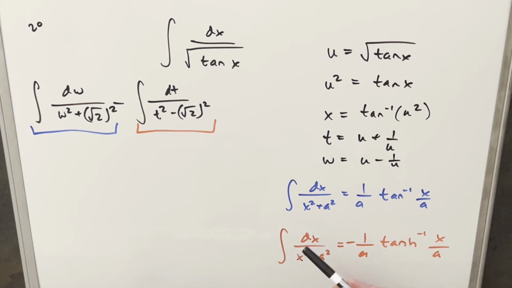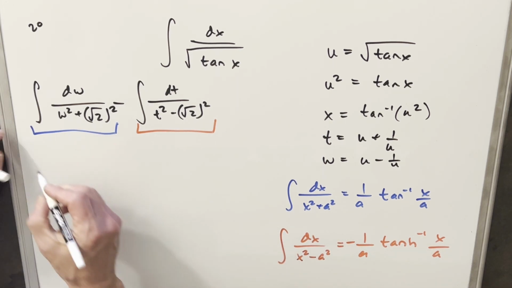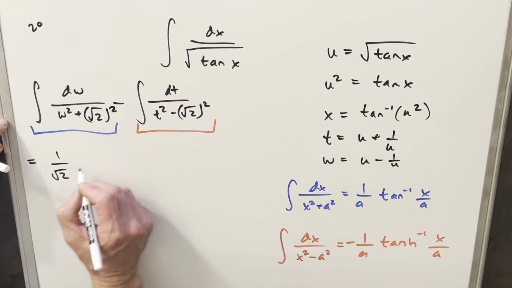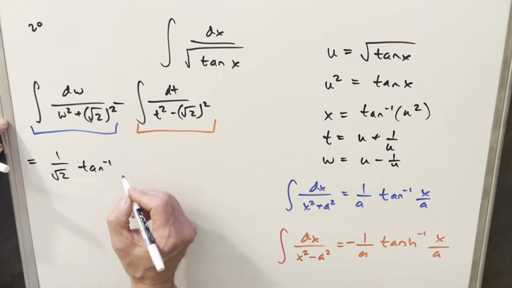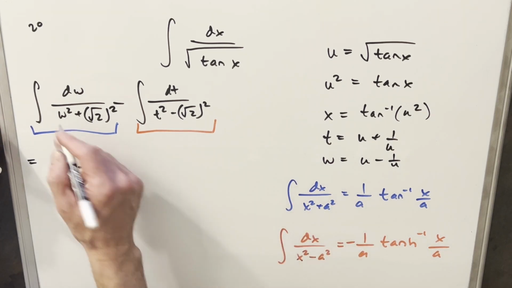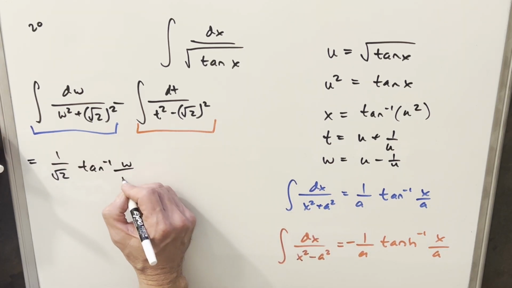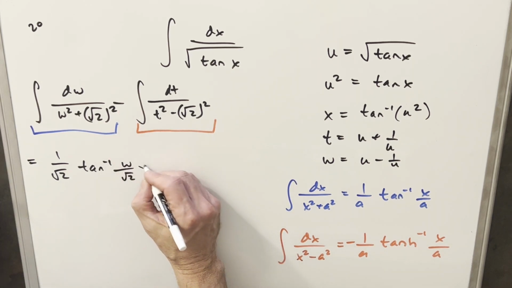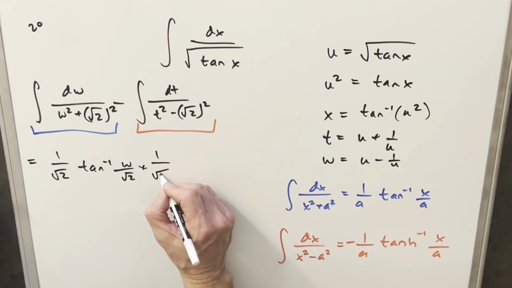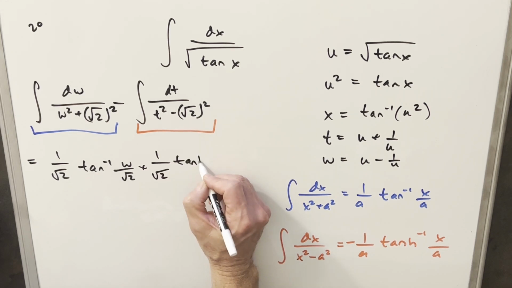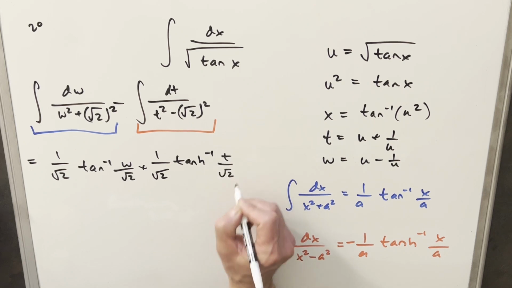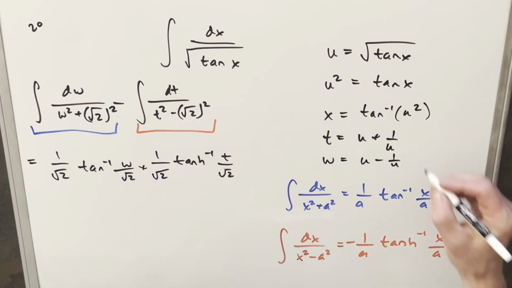So I'm going to go ahead and apply this, and just keep in mind our a value in each of these is going to be just square root of 2. So for this first one, using the blue formula, this is going to be 1 over square root of 2 arctan of our variable, which is w over square root of 2. And then for the second one, the minus in front here is going to cancel with this minus sign. So I'm going to end up with plus 1 over square root of 2 hyperbolic inverse of t over square root of 2. Now, before I back substitute, I'm going to try to do some simplification first.